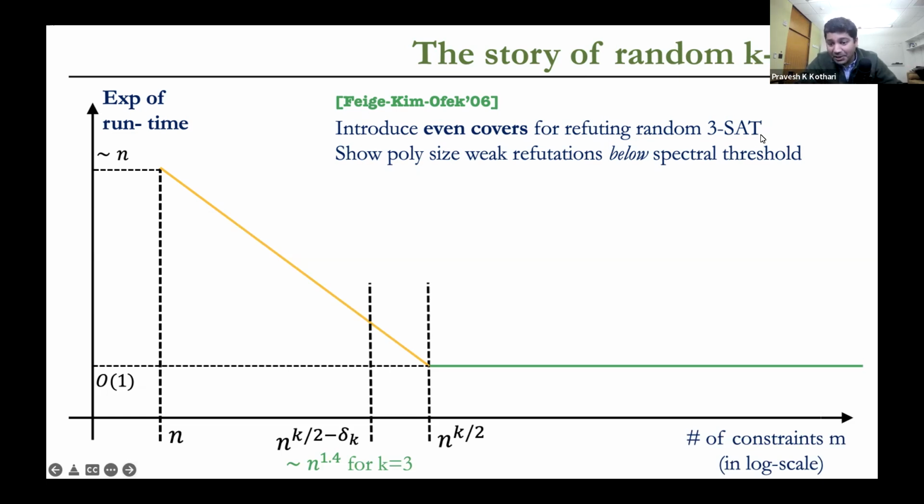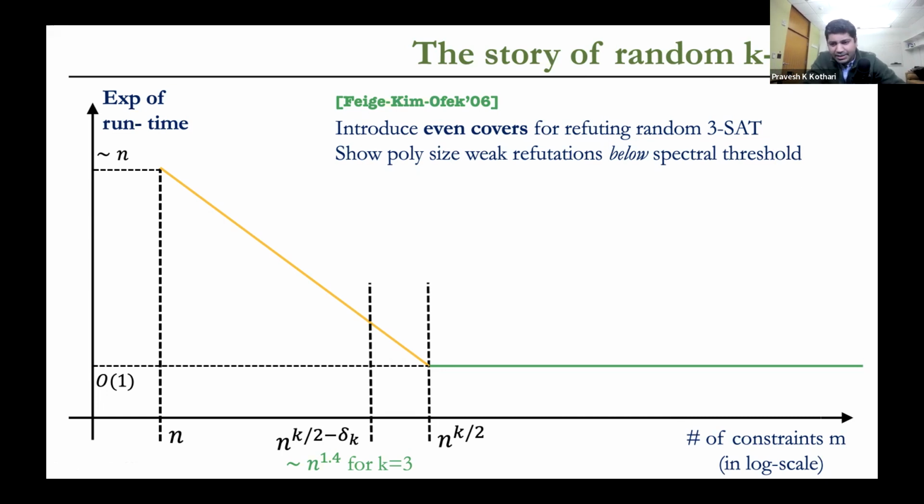So I told you 2 techniques to refute random CSPs and semi-random CSPs so far. I told you about spectral techniques and how, if you have to reduce randomness, you can upgrade the spectral method to SDPs. Now I want to tell you the third technique, okay? And that's this idea of even covers, and I'll soon tell you what those are. It was introduced in the context of finding refutations for random 3-sat.